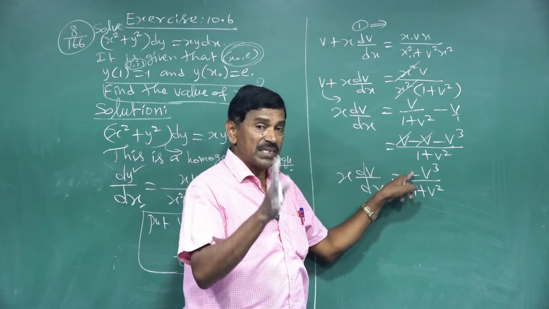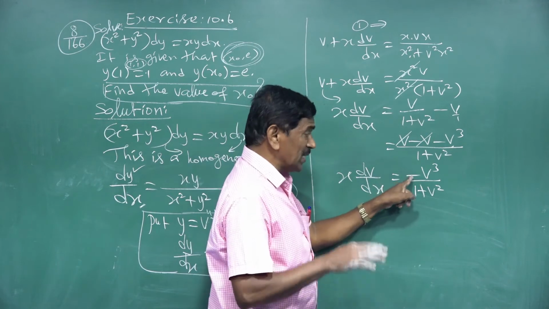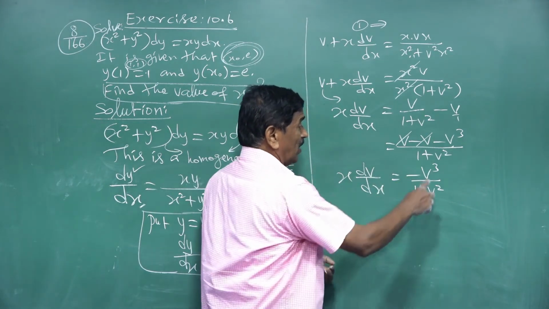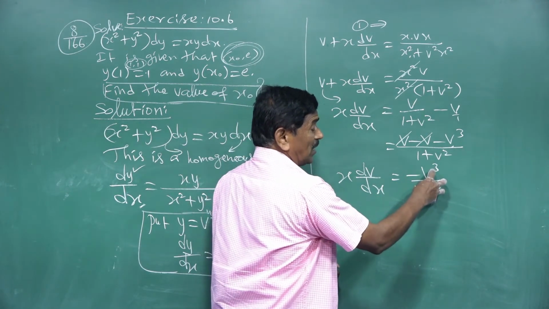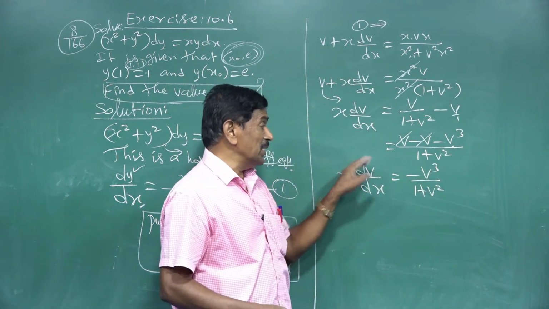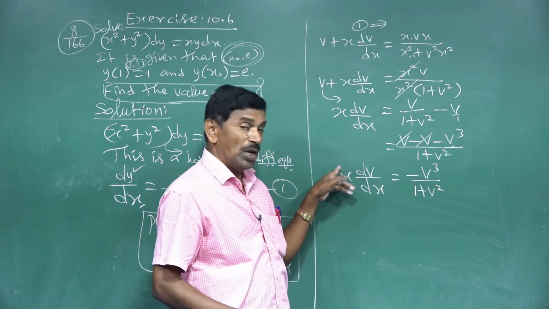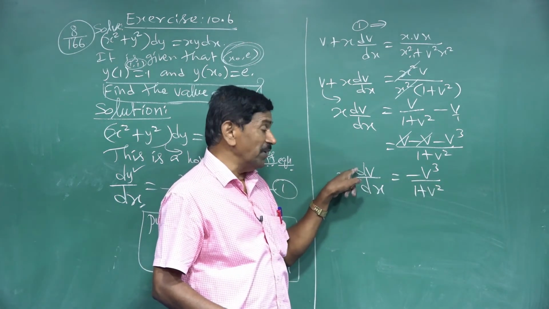Keep minus always on the right side in the 10th chapter. That is one technique. Now keep minus on the right side, and v cube by 1 plus v square comes in the v family. So this v family comes to the left side and becomes reciprocal. Why? Because we are bringing this v family to the left, since dv is in a multiple relation.